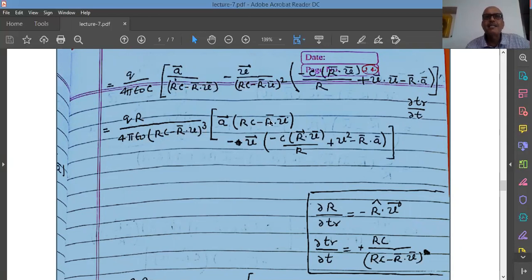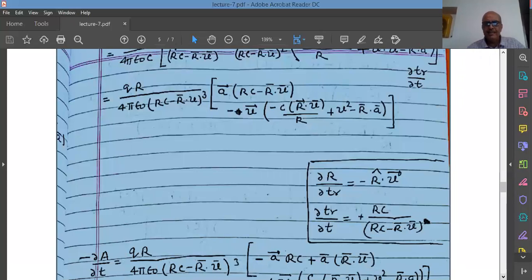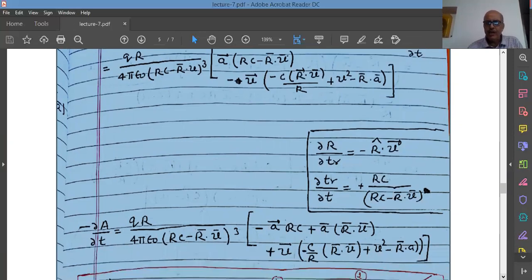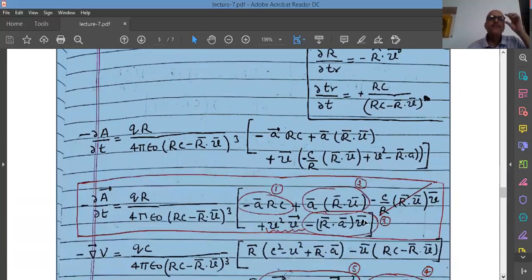by Rc minus R dot v, minus v, and then minus c into R dot v over R plus a v square minus R dot a. All the terms are written. We now have, so we will put a minus sign now because this is the value of del A over del t. So now we will include a minus sign. So minus del A over del t here.